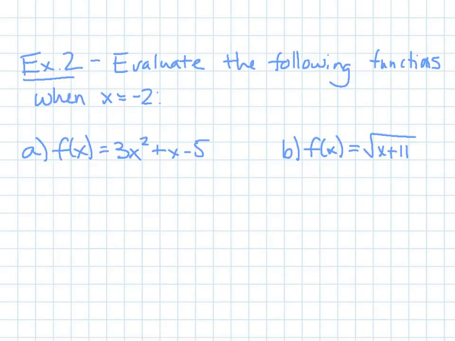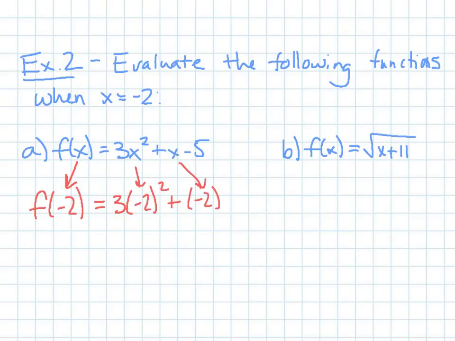Now I also said that you'll need to evaluate functions given a value of x. So here let's say that I want to evaluate the following functions when x is equal to -2. So that means that if my x is -2, when I plug this in, every time I see an x, I'm going to replace it with a -2. It's like substitution. So I take 3 times -2 squared, see how that changes, plus -2, minus 5. And then from there, I want to simplify.